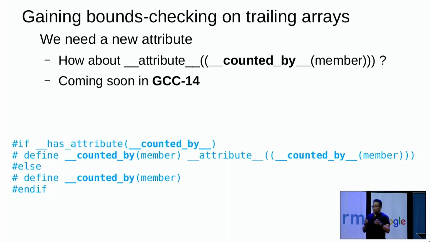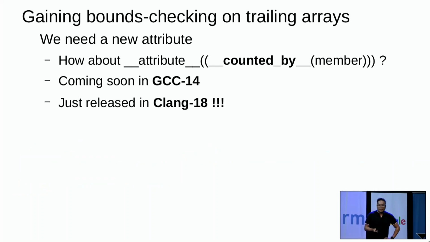So this attribute is coming in GCC 14, is under development. Kees Cook is working on that. However, in the meantime, in the kernel, we had already paved the way for the adoption of this attribute. So we already have these macros in the kernel. So we've been doing the work of applying this attribute to all the flexible structures that we could possibly do.